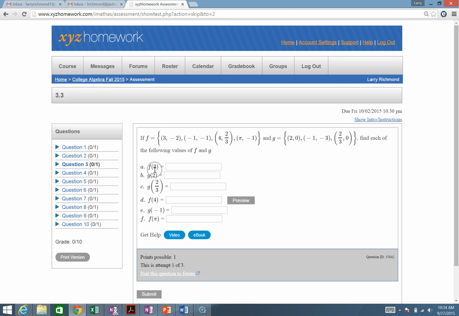It says, what is f of 3? They're simply asking us, what does 3 pair with? Well, 3 pairs with negative 2. So f of 3 is negative 2. Coming on down, f of pi. Well, pi pairs with negative 1. What is g of negative 1? Well, negative 1 pairs with negative 3. That would be negative 3 there. I think you should be pretty successful on 3.3.